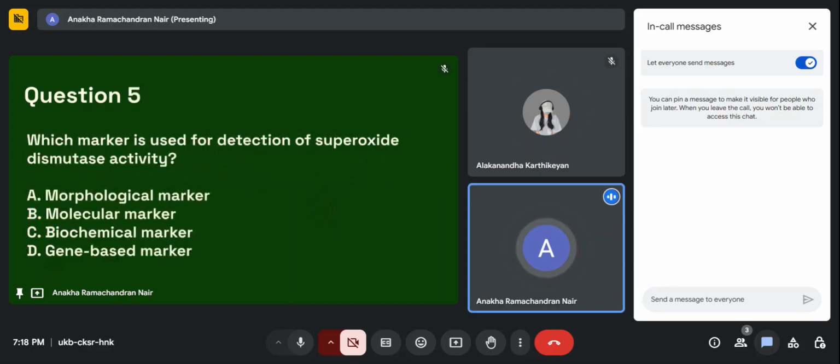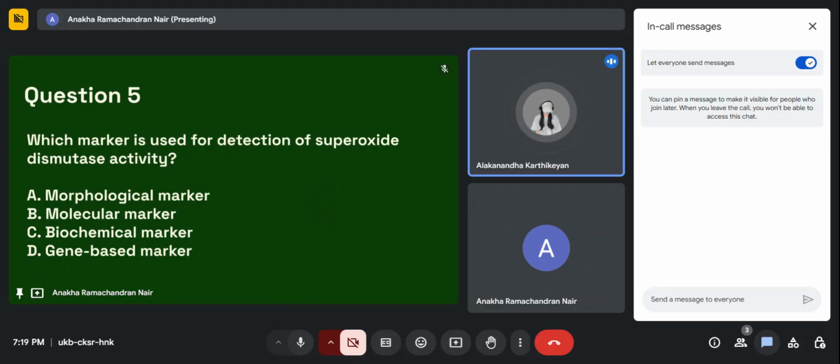So let's move on to question number 5. Which marker is used for detection of superoxide dismutase activity? There are four options given to you: morphological marker, molecular marker, biochemical marker, and gene based marker.